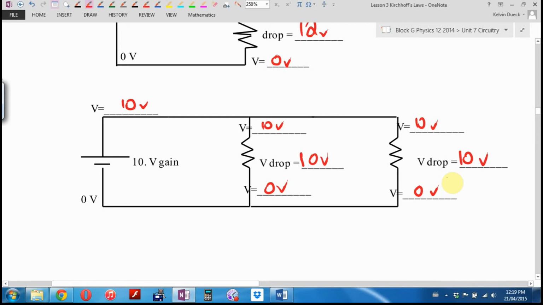Now, this notion of labeling everywhere clutters up our diagram. So what we're going to start to do, Josh, we're going to label the battery, we're going to label the resistors, but we're not going to label the tops and the bottoms. Too cluttery. And I'm going to just know that, oh, if it's through a resistor, it's a loss. I'll know it's negative. I'm not going to write the negative. I'm losing. And if it's through a battery, it's a gain.